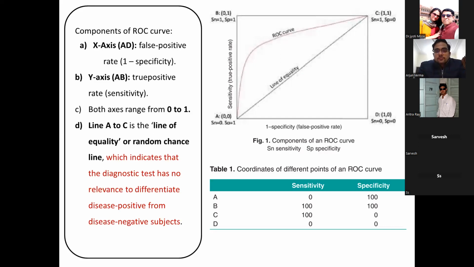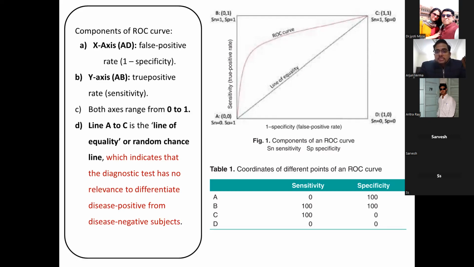So in this curve, this is the classical ROC curve. On this ROC curve, there are 4 points that you need to remember. The x-axis is 1 minus specificity. The y-axis is sensitivity. So the x-axis is the false positive rate, and the y-axis is the true positive rate.